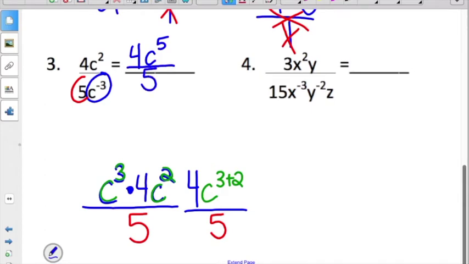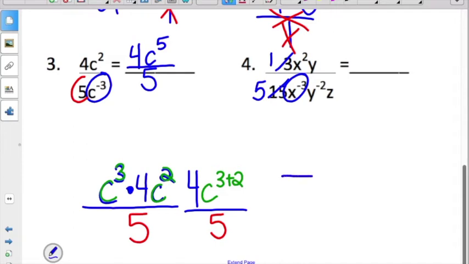Our last one is number 4. We have a 3 and a 15 we can simplify. We're going to find a number that goes into both 3 and 15, which is 3. So we're going to divide them both by 3. 3 divided by 3 is 1, and 15 divided by 3 is 5. We need to take our negative exponents, x to the negative third. That's going to become x to the third power, and it's going to move up to the numerator.